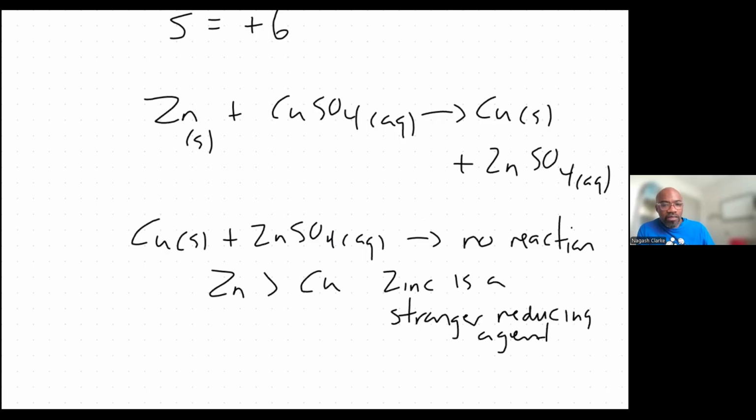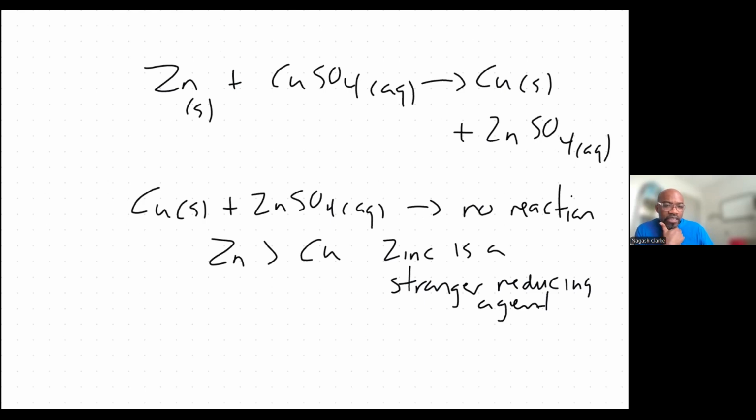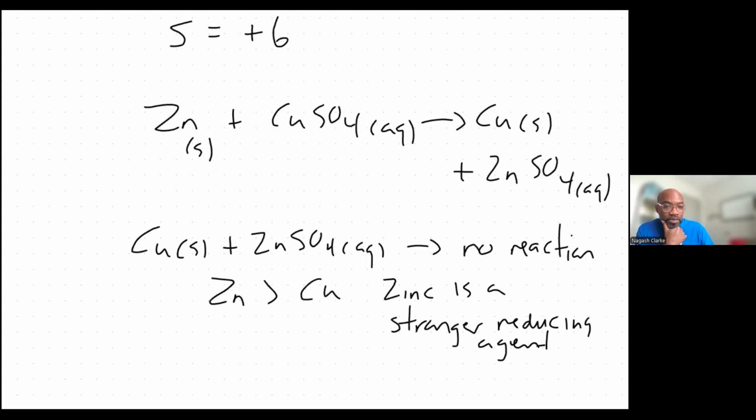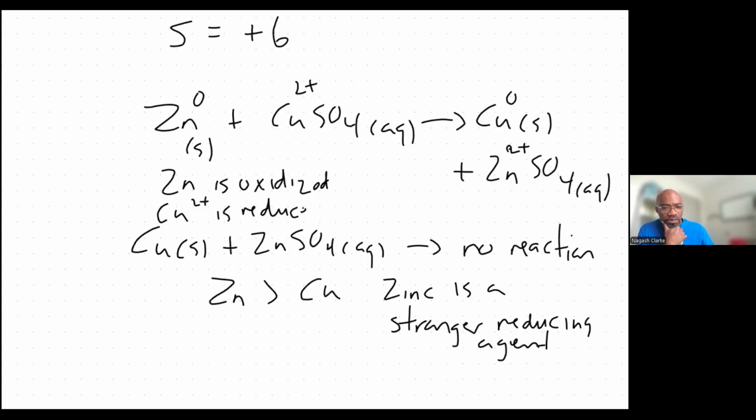So now let's pick apart the compounds in the reaction to see if zinc indeed is the reducing agent. So it goes from 0 to 2 plus, copper 2 plus to 0. So 0 to 2 plus, zinc is oxidized, therefore it is a reducing agent. Copper is reduced, copper 2 plus, therefore it is the oxidizing agent. So reducing agents, oxidizing agents.